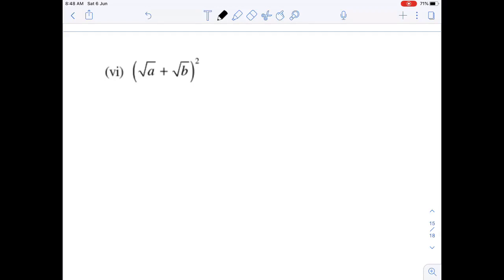Now here it is given that (√a + √b) whole squared. I'll make it simple for you so that you can derive it further. Since this full bracket is repeating itself two times, we can write it as (√a + √b) into (√a + √b).